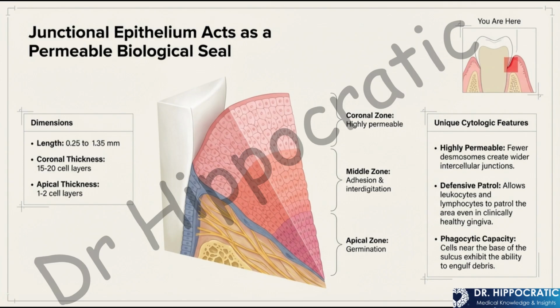Because a solid brick wall can't fight back. That permeability is completely intentional. It allows for a constant defensive patrol. Because the cell junctions are wide, leukocytes and lymphocytes, which are your body's white blood cells, can actually slip through the tissue. So they're patrolling the borders. Exactly.